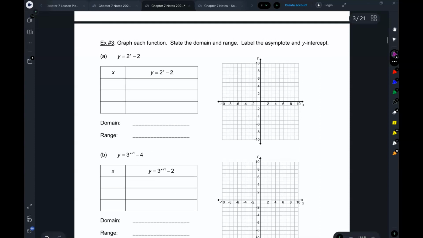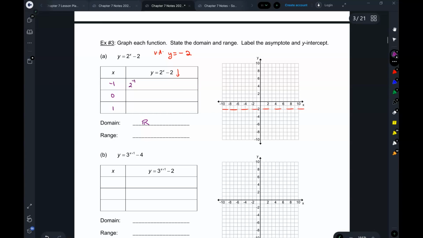So first of all, is this growth or decay? Growth. So let's go negative 1, 0, and 1. The domain is all real numbers, right? Look at this: there is a vertical shift down 2 units, correct? That means the asymptote is now y equals negative 2 because it has moved down 2 spaces. Now let me plug in the values.